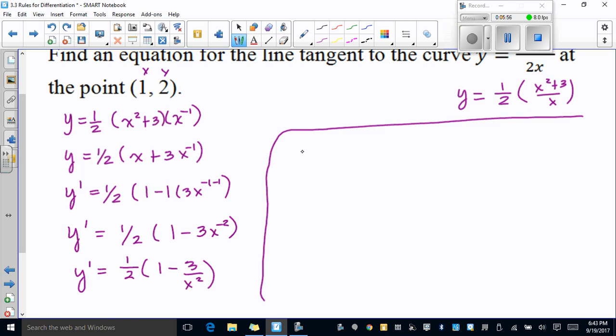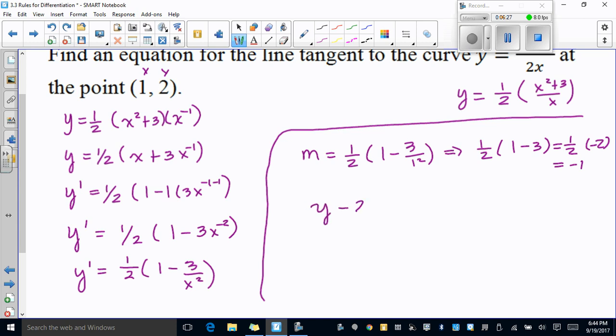Okay, so we've got to find our slope. m equals 1/2 times 1 minus 3 over, my x value is 1 squared, which is just 1/2 times 1 minus 3, which is just 1/2 of negative 2, which is negative 1. There's my slope. So y minus my y value of 2 equals my slope of negative 1 times x minus my x value of 1, and we're done.